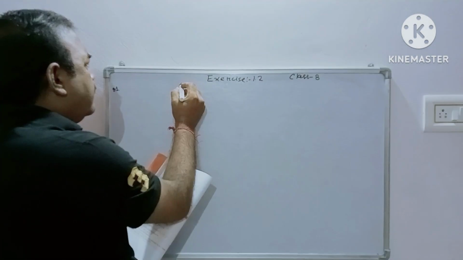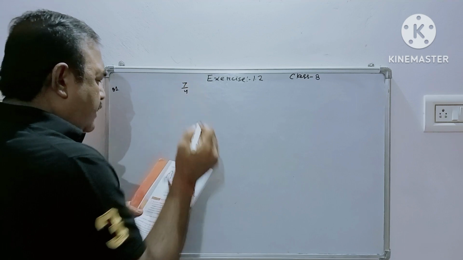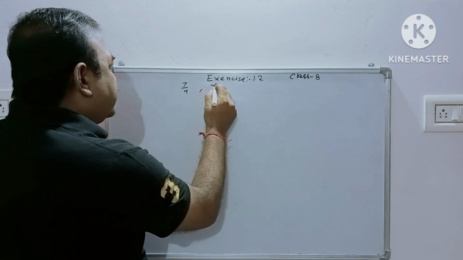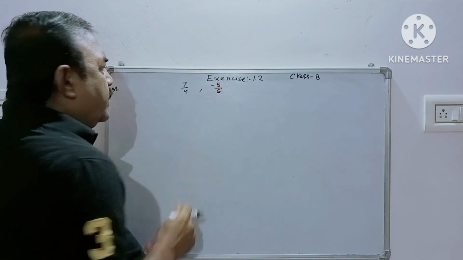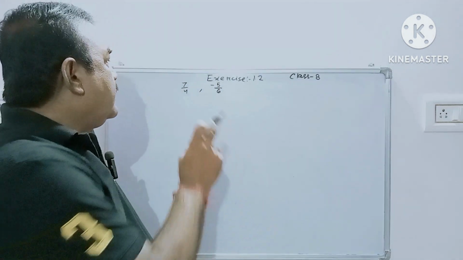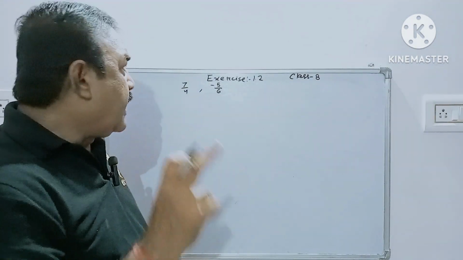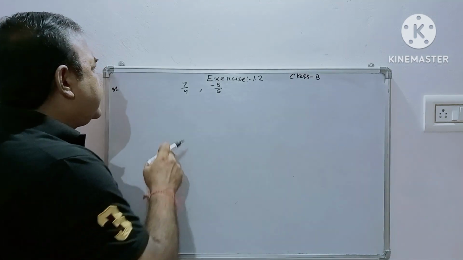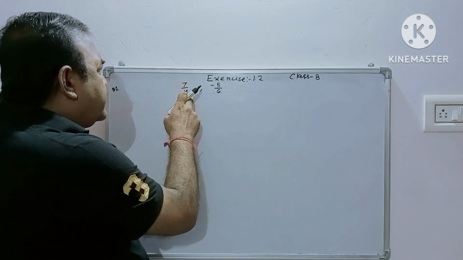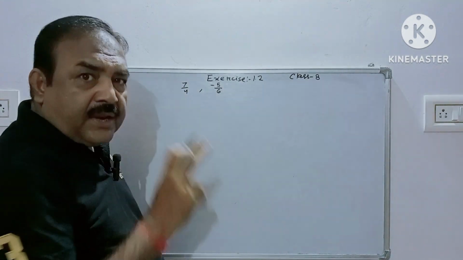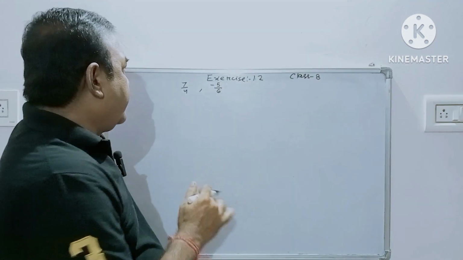7 upon 4 and minus 5 upon 6. We have to represent these rational numbers on the number line. So already I have told you, you see, the numerator is greater than the denominator or not. So I will represent 7 upon 4 on the number line.